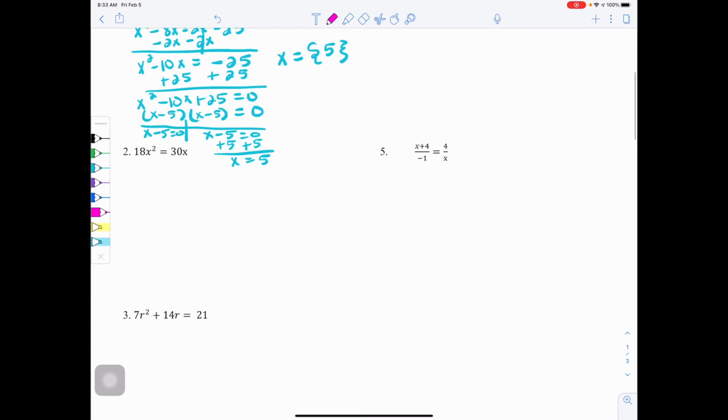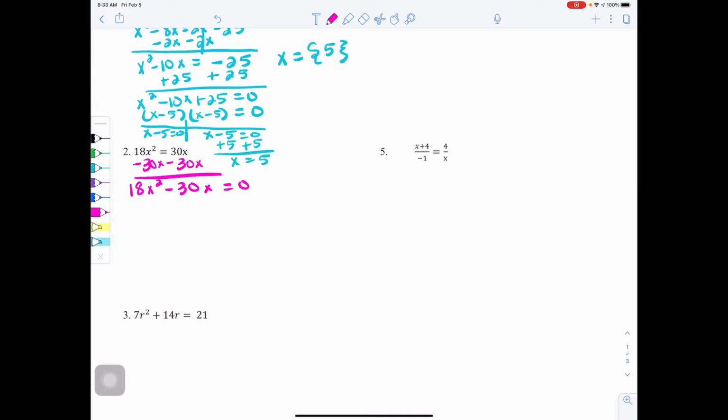We have 18x squared equals 30x. So I need to try to start to get this in standard form. I'm going to move the 30x so that it's on the other side with the x squared. So I would have to subtract 30x from both sides to do that. I get 18x squared minus 30x equals 0. So I now have it in standard form.